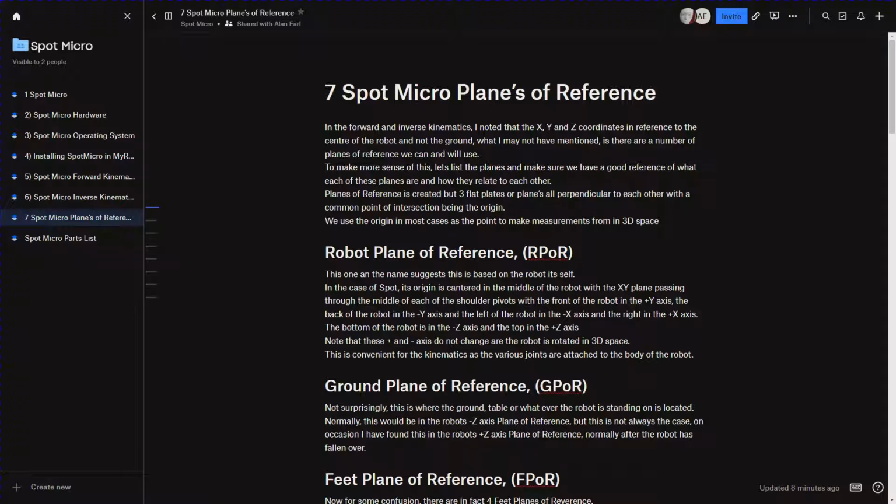So the planes of reference that we're using on the robot, as I said before, we have been using the body's plane of reference. So we know where all of our kinematics have calculated out where the feet are in 3D space relative to the robot frame of reference. And while this is good, it is not necessarily correct relative to the center of mass of the robot. But before we get too far ahead of what the center of mass is, let's have a look at some of the other planes of reference.